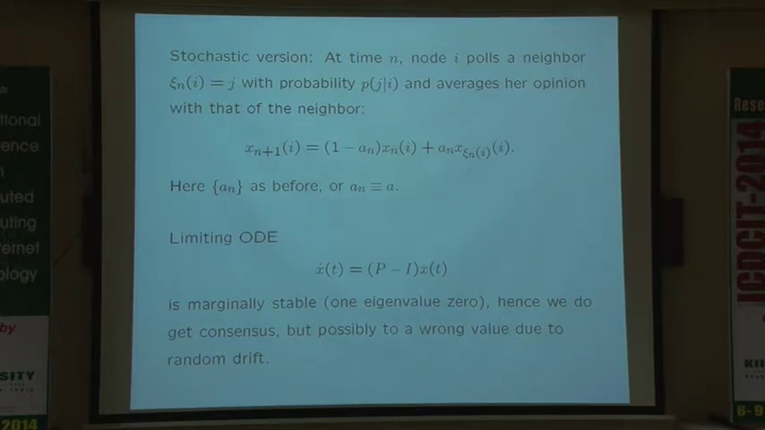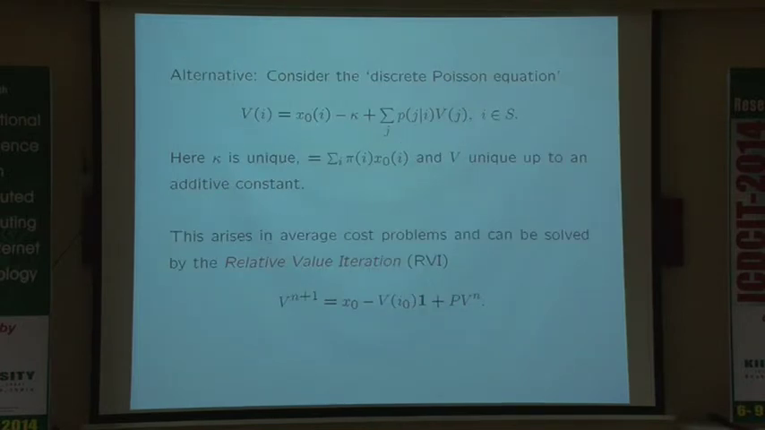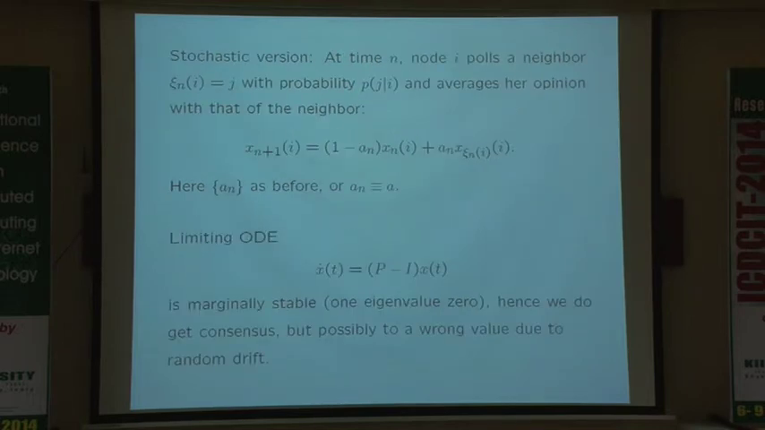So the vector xt will converge to some constant vector. The limit is the same: xt of i will converge to some c independent of i. All of them converge to a common value. So you get consensus, but here I want more. I want them to converge to a specific value, namely the sum of pi i x0 i. So the simple scheme does not work.